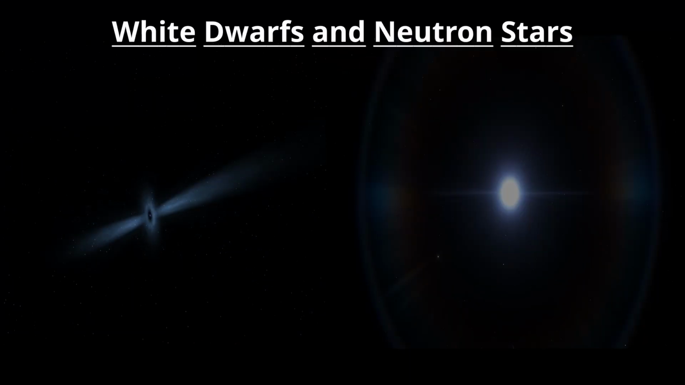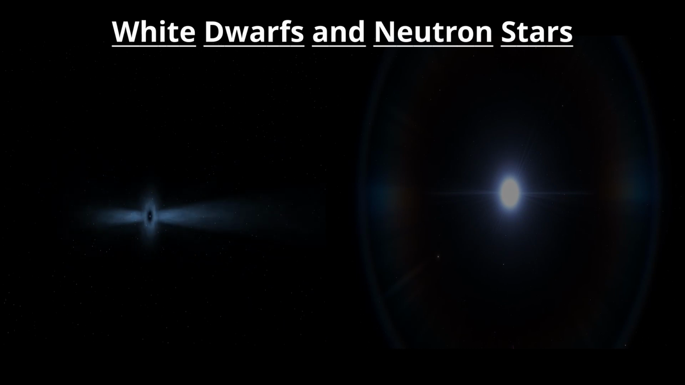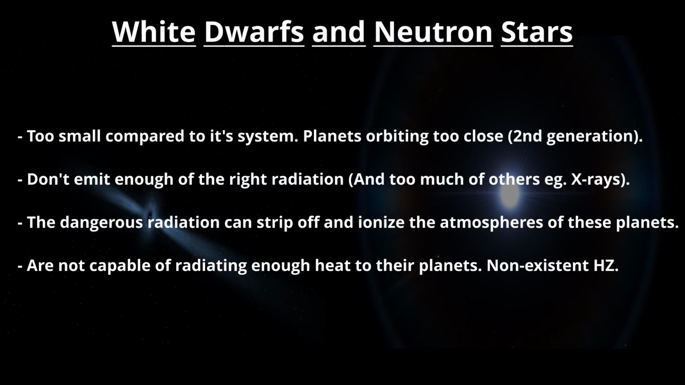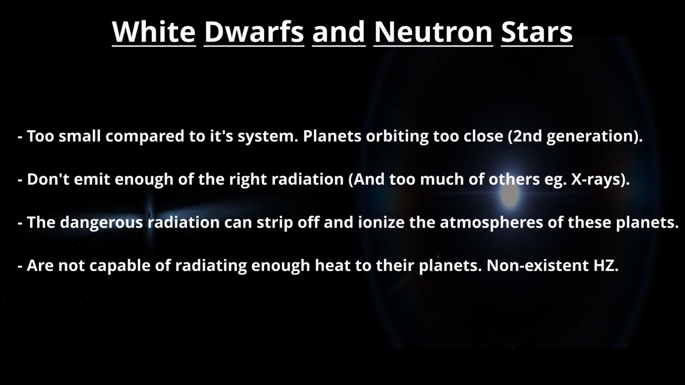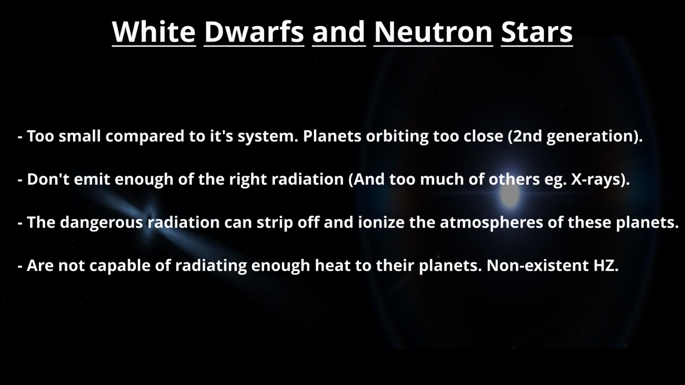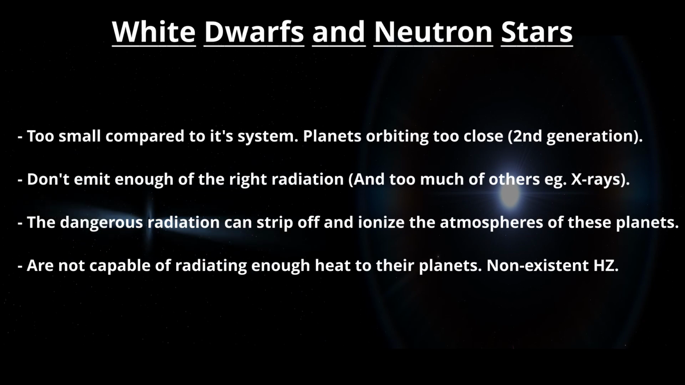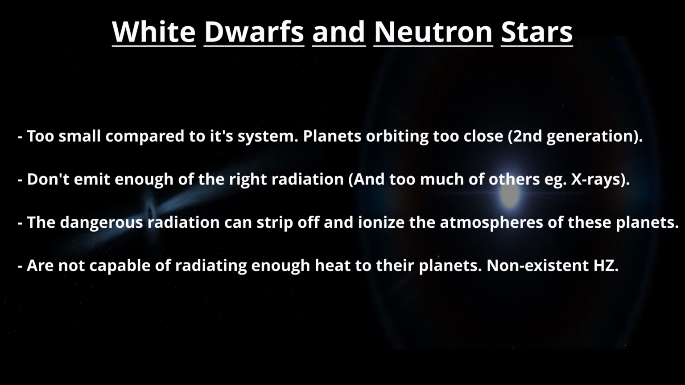Though planets have been known to orbit white dwarfs and neutron stars, they are simply too small, don't emit enough radiation, and don't emit enough heat for a planet to be habitable. In the case of neutron stars, especially pulsars, they can emit high-intensity X-rays and gamma rays which instantly kill biological life forms as we know them on planets orbiting them.